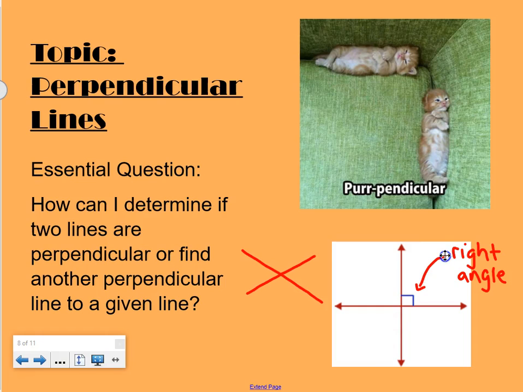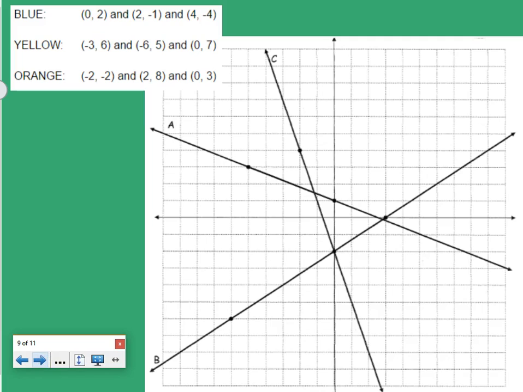You can have lines that intersect that look like that. You can have lines that intersect that look like that. But the only special case of lines that intersect we call perpendicular lines, and that's where they make a nice right angle. So to explore this, we're going to do another investigation using graphs.